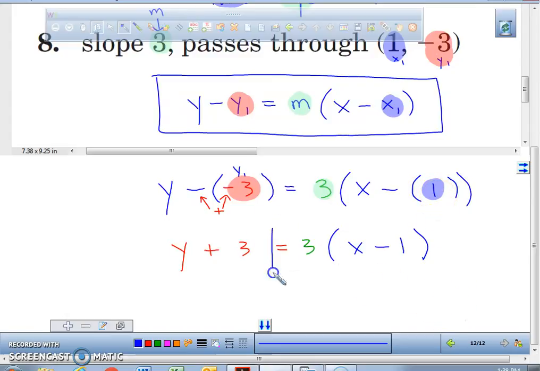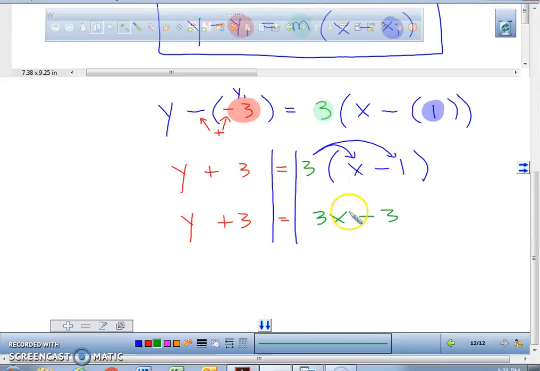Now, using order of operations, what's the next step? Distribute. You have to distribute the 3 to both numbers. Okay? So on the left side, we have y plus 3 equals, and on the right side, we're going to have 3x minus 3. Because we distributed the 3 to the x and the 3 to the -1. We're really close.